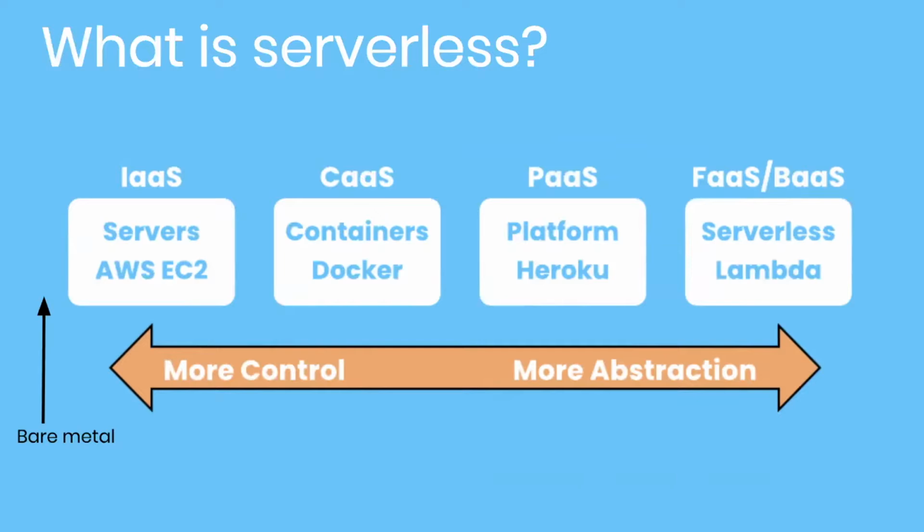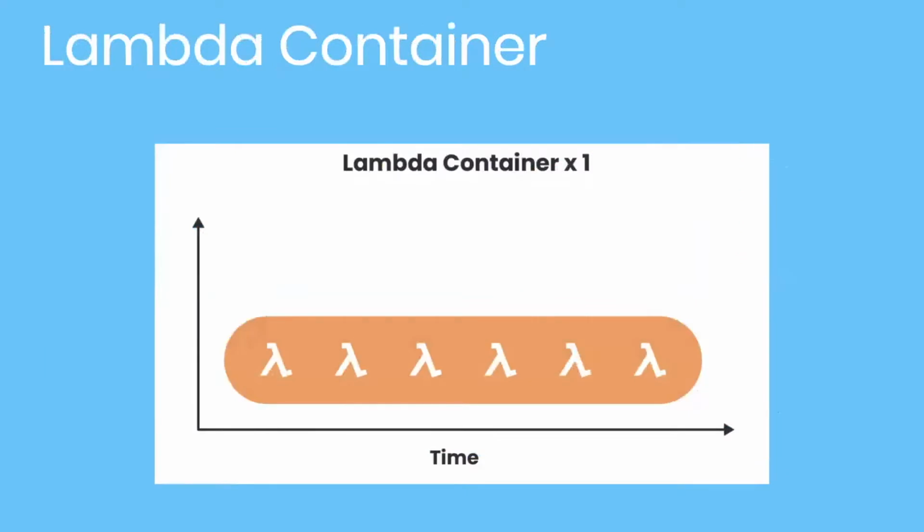The trade-off with all that abstraction is a loss of control. So for example, you don't have any control over or introspection into the life cycle of a Lambda compute container. So let's look at the Lambda compute container.